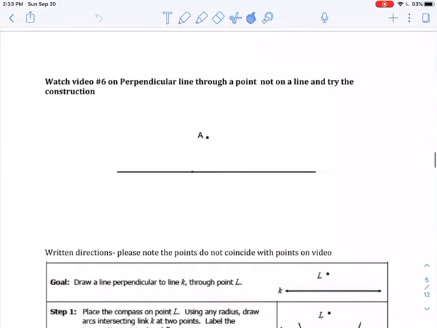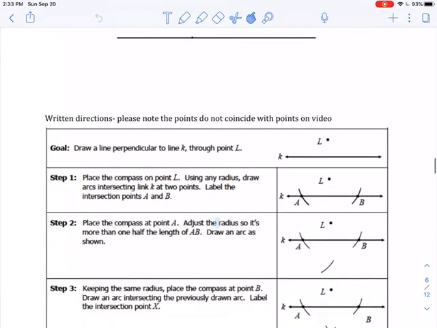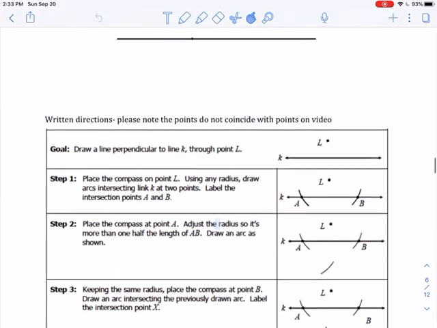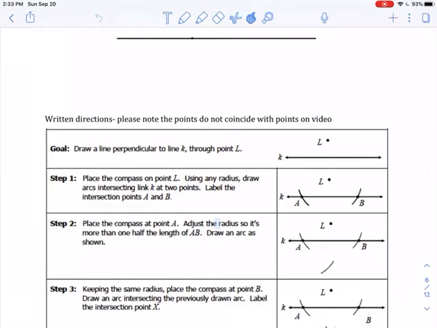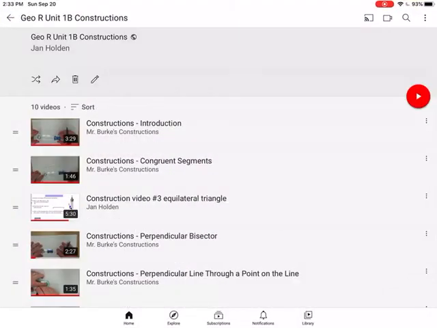And then the last video for today is going to be constructing a perpendicular line through a point not on a line. So if you need to, draw a line, and then this time you're going to draw a point A and it's going to be not on the line. I just drew it above, and again the written instructions are down there as well. Okay, so here are the videos. You're just going to follow along and practice with them.